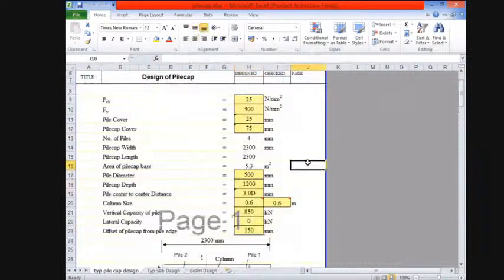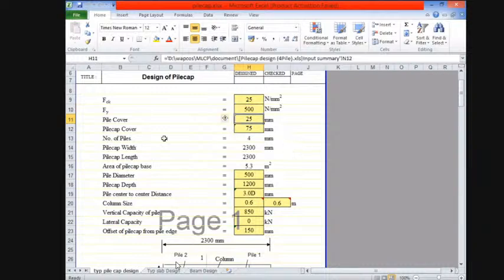First one is fck, that is the grade of concrete. Then fy, that is the grade of steel, is 500. Then pile cover. This is not the pile cap cover, this is pile cover. Below the pile also we have to give some cover, whether it is a cast in situ pile or under reamed pile, whatever it may be. So you have to give some pile cover also.